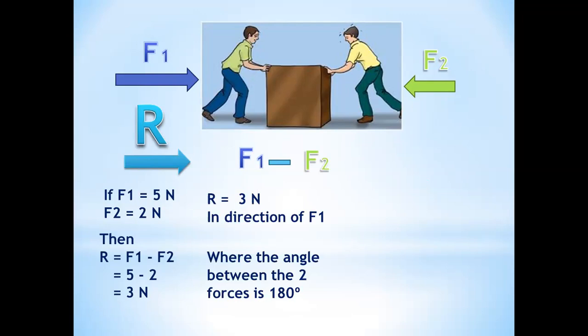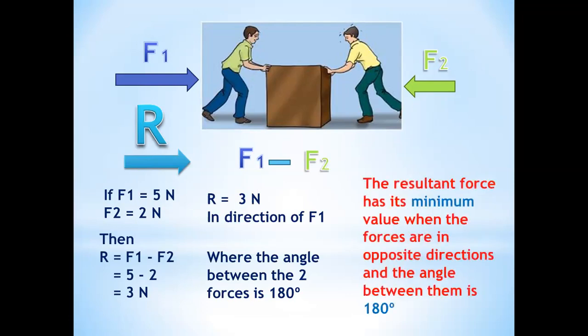And what is the angle between the two forces? The angle here is 180 degrees. So here we say that the resultant force has its minimum value because the forces are in opposite directions and the angle between them is 180 degrees. So this is the second case of the resultant force. If I have two forces opposite to one another in direction, I'm going to find the resultant force by subtracting them from one another. So they give me the minimum resultant force. And of course, the angle between them is 180 degrees.